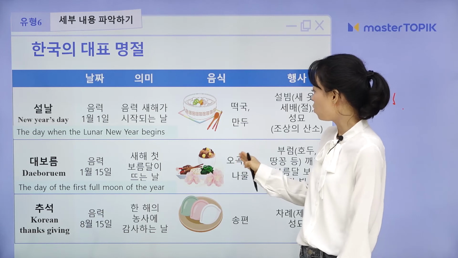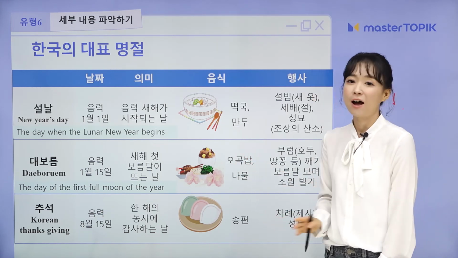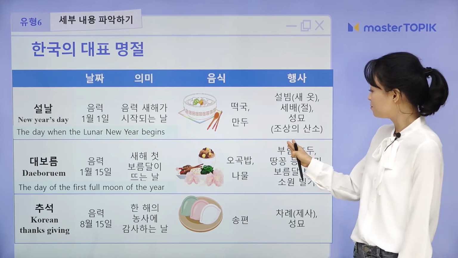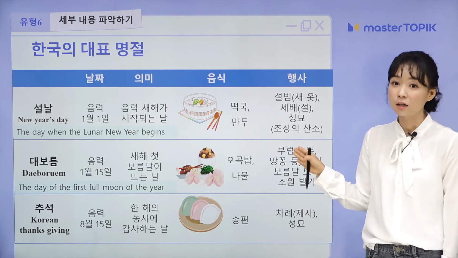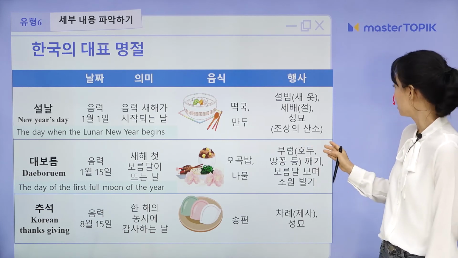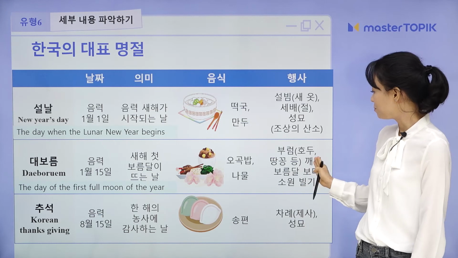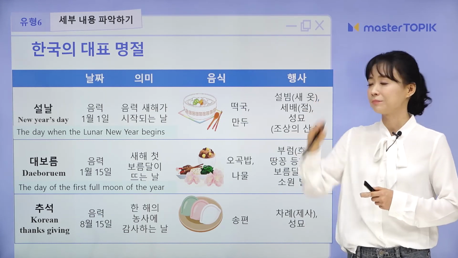So we eat 오곡밥, rice made of 5 grains, and 나물, vegetable side dishes. And what we do is 부럼, 호두, 땅콩 등. So it means the nut, nuts with very hard shell, 부럼 깨기. So we break those nuts. And 보름달 보며 소원 빌기. We make wishes watching the full moon.